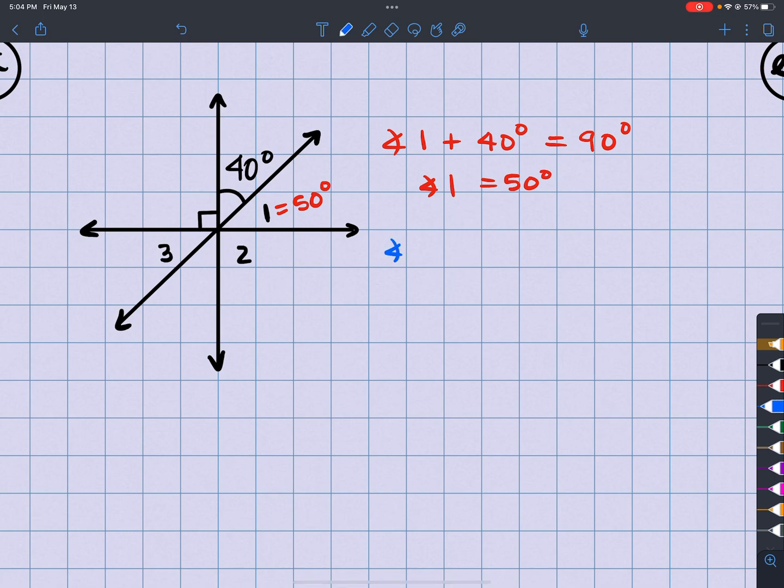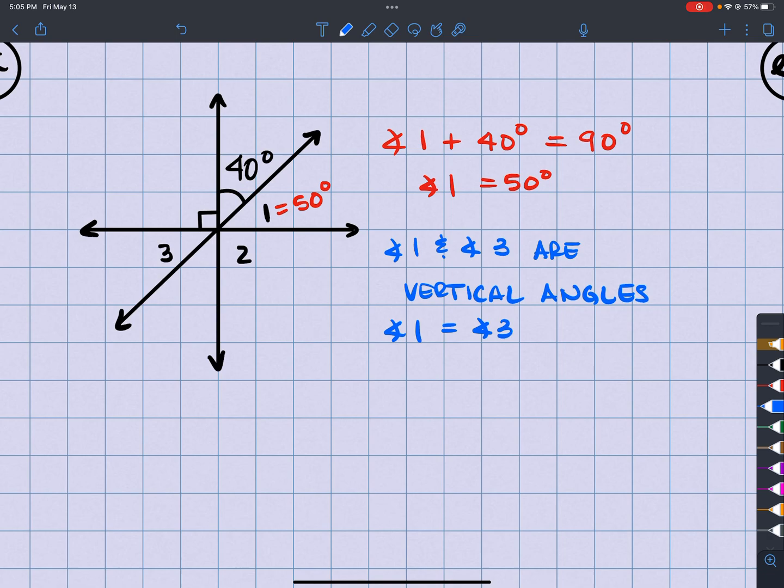Now, if you notice, what else do we know? Angle 1 and angle 3 are what? They are vertical angles. So what I know is that angle 1 is equal to angle 3. So since angle 1 is 50, then angle 3 must also be 50 degrees.